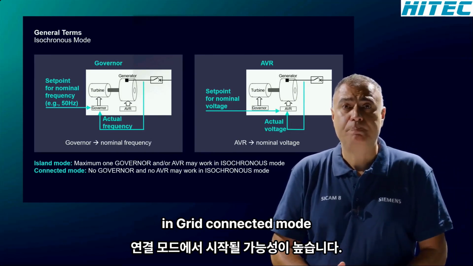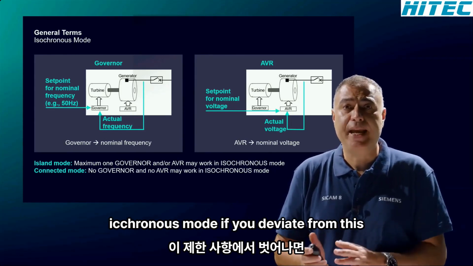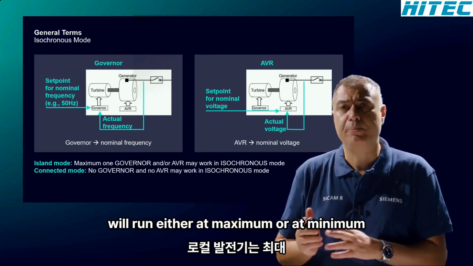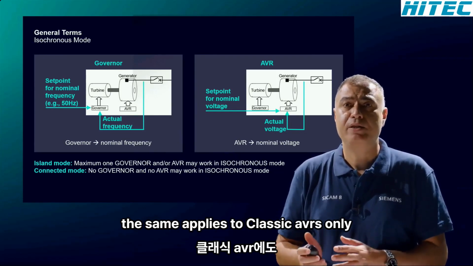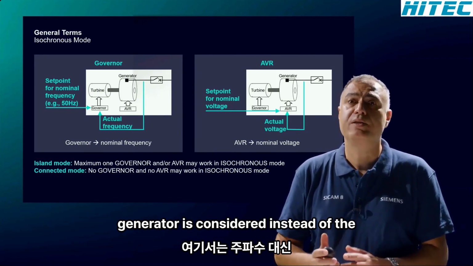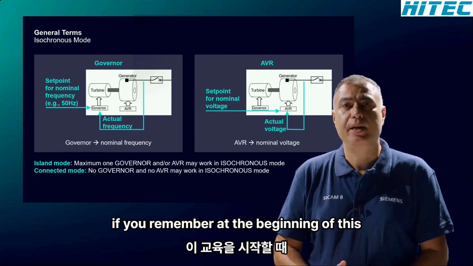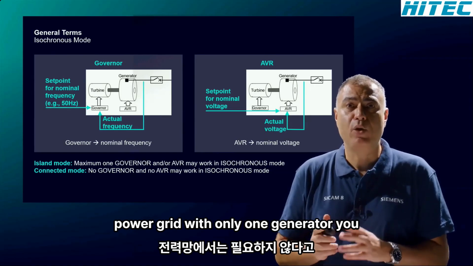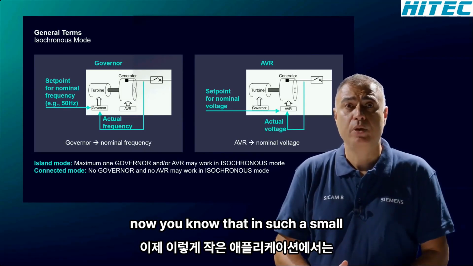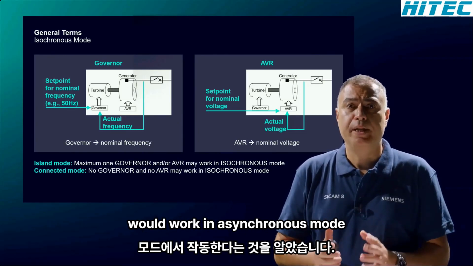In grid-connected mode, no local governor may operate in asynchronous mode. If you deviate from this restriction, then the local generator will run either at maximum or at minimum load. The same applies to classic AVRs. Only here, the voltage at the terminals of the generator is considered instead of the frequency. If you remember, at the beginning of this training, I told you that in an island power grid with only one generator, you don't need our secondary generation control system. Now, you know that in such a small application, the primary controllers would work in asynchronous mode.